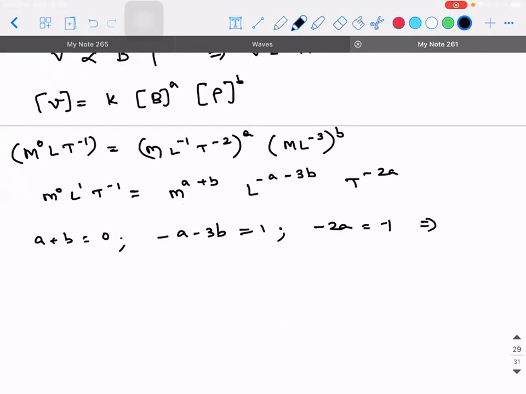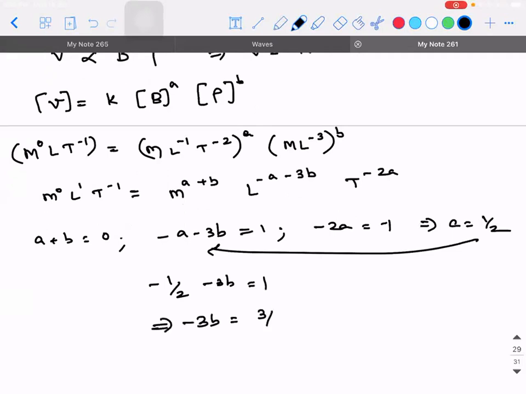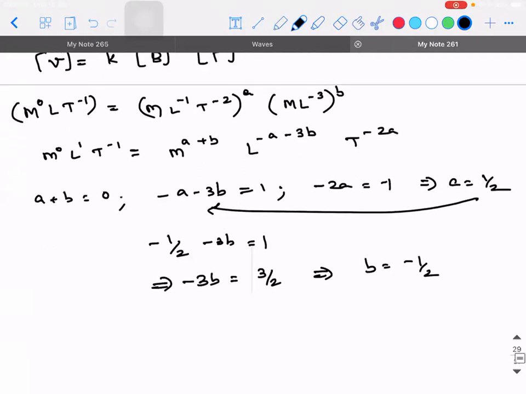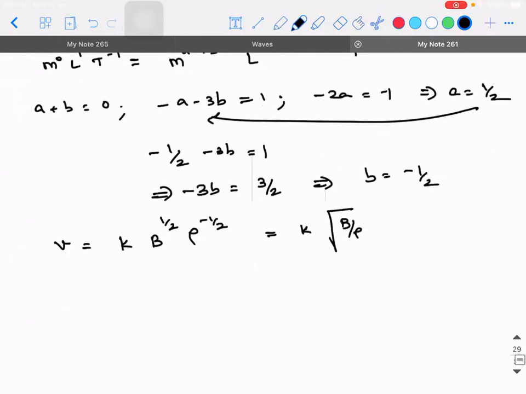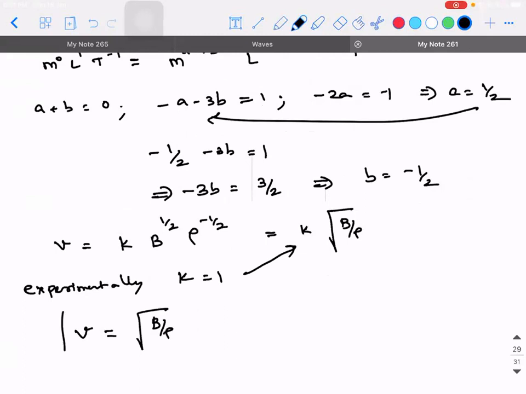From here I can get a is equal to how much? Half. If I take a is equal to half and substitute it here, minus half minus 3b is equal to 1, which implies minus 3b is equal to 3 by 2, which implies b is equal to minus half. Right? So v will be how much? K times B power half into rho power minus half. That is K into root of B divided by rho. Experimentally, what will you say? K is equal to 1. If I substitute it here, v will be equal to root of B divided by rho.